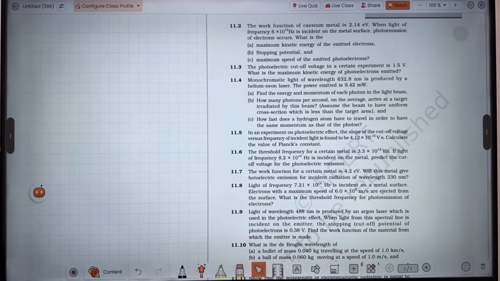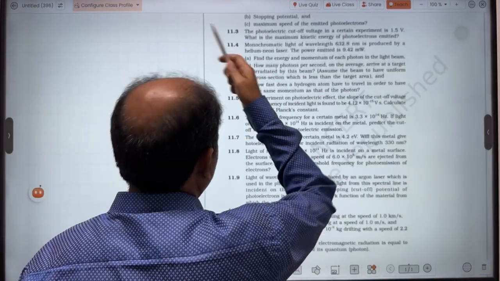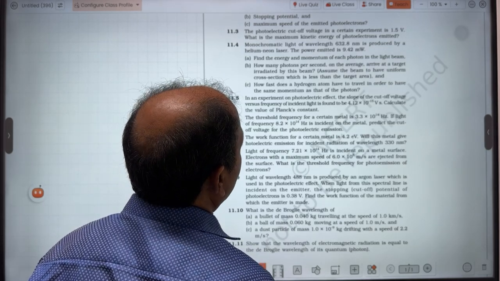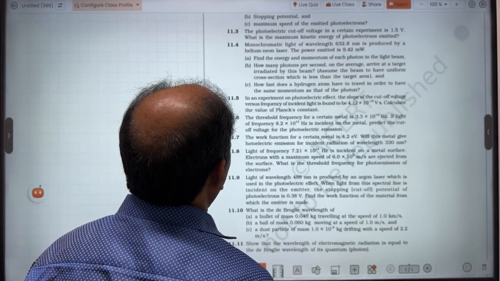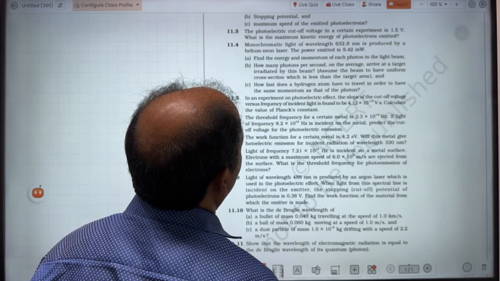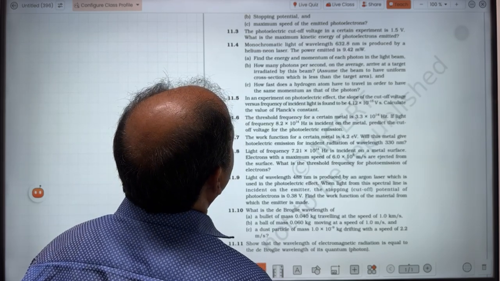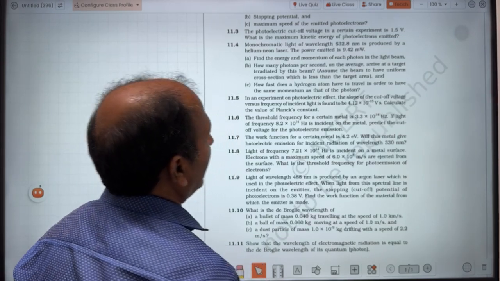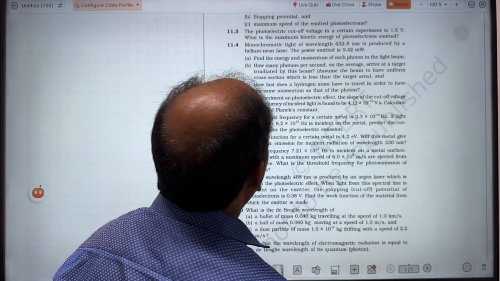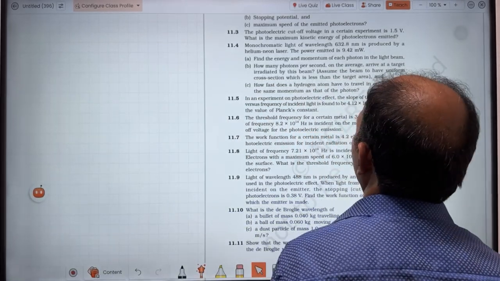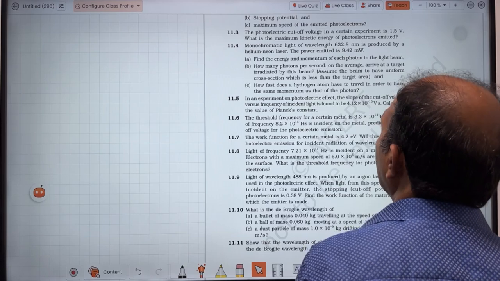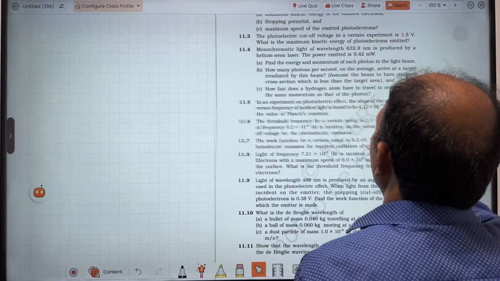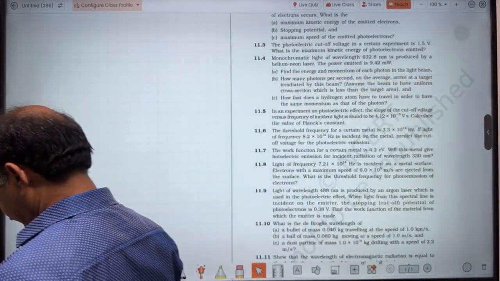Now let's go to the next question. Next question says monochromatic light of wavelength 632.8 nanometer is produced by a helium neon laser. The power emitted is 9.42 milliwatt. Find the energy and momentum of each photon in the light beam. How many photons per second on the average arrive at the target irradiated by this beam? Assume the beam to have uniform cross section which is less than the target area. And how fast does a hydrogen atom have to travel in order to have the same momentum as that of the photon? So let's evaluate it.